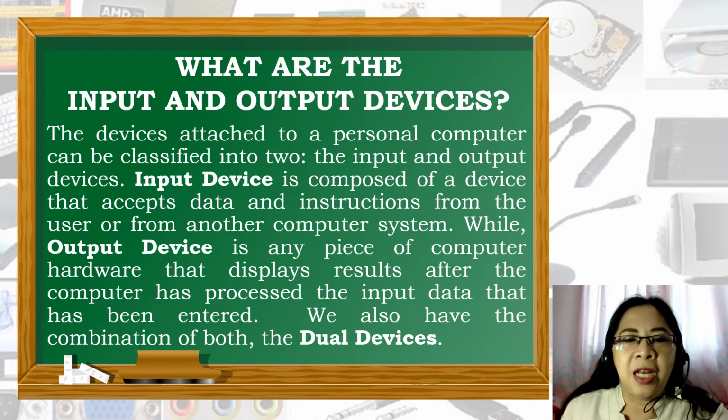What are the input and output devices? The devices attached to a personal computer can be classified into two: the input and output devices. Input device is composed of a device that accepts data and instructions from the user or from another computer system, while output device is any piece of computer hardware that displays results after the computer has processed the input data that has been entered. We also have the combination of both, the dual devices.